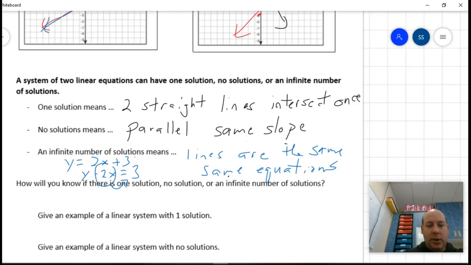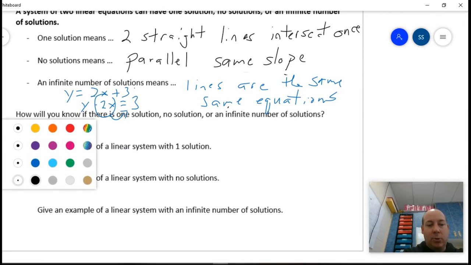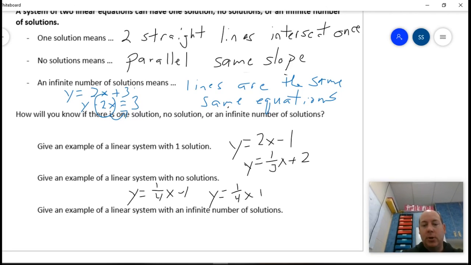So again, if we want to give some examples here, a linear system with one solution, you're just looking for different slopes. y equals 2x minus 1, y equals 1/3 x plus 2. The slopes are different, so we know they're going to intersect. A linear system with no solution is going to be parallel lines. So y equals 1/4 x minus 1, y equals 1/4 x plus 2. Exact same slope. They're not going to touch each other.